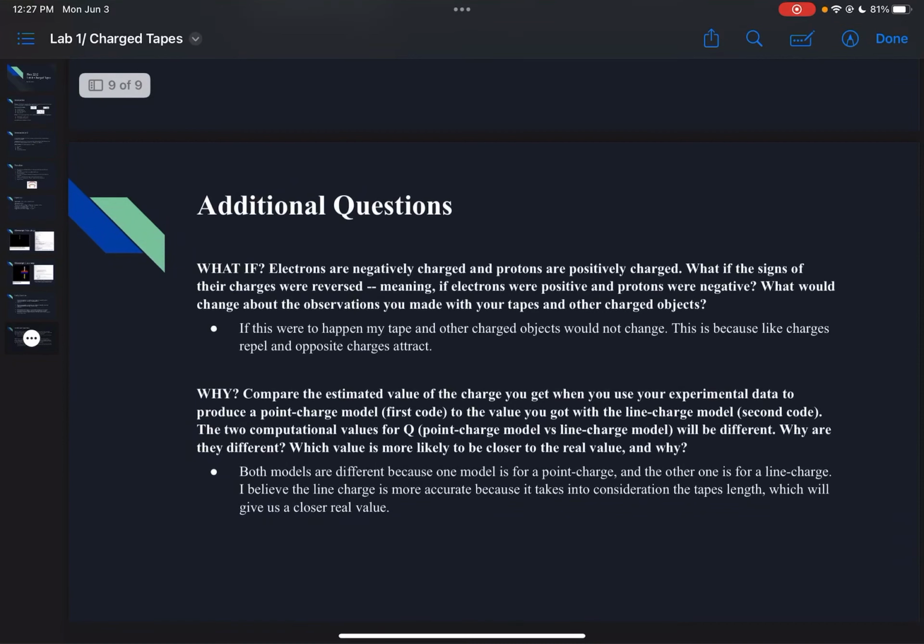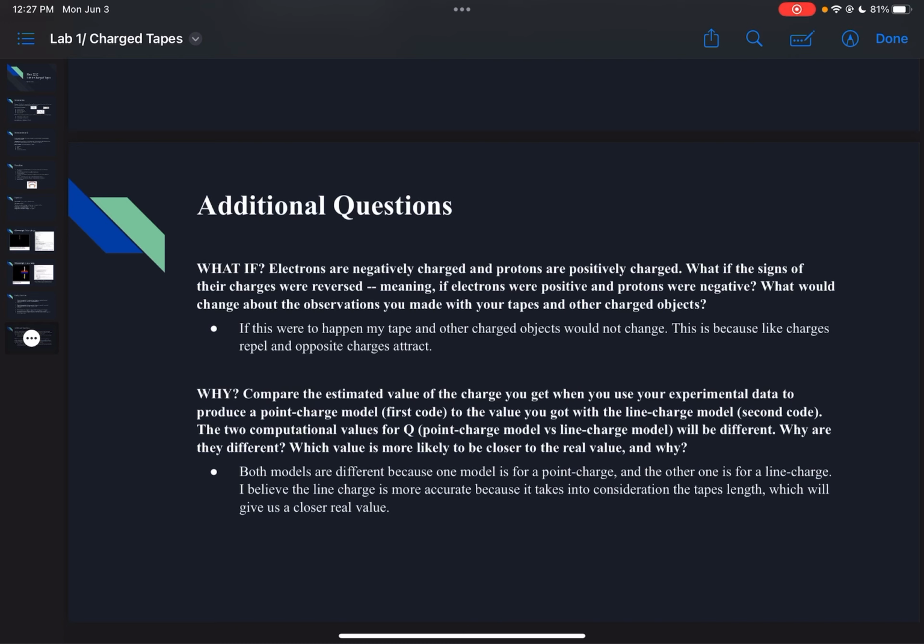Additional questions. What if electrons are negatively charged and protons are positively charged? What if the signs of the charge were reversed, meaning electrons were positive and protons were negative, what would change about the observations you made with your tapes and other charged objects? If this were to happen, my tape and other charged objects would not change. This is because like charges repel and opposite charges attract.